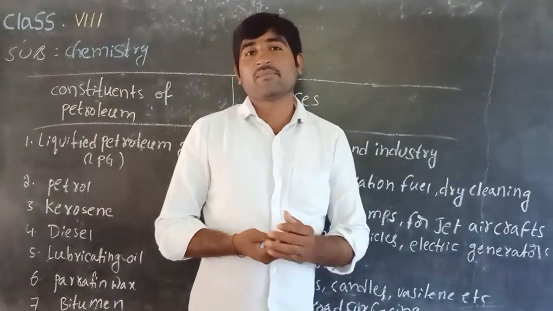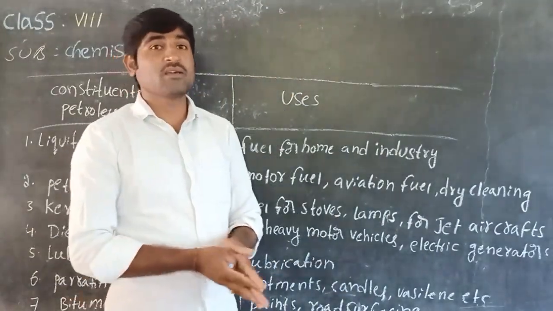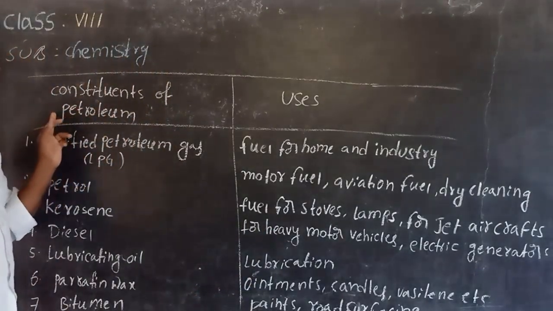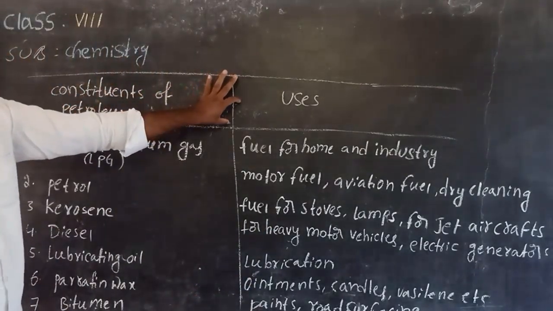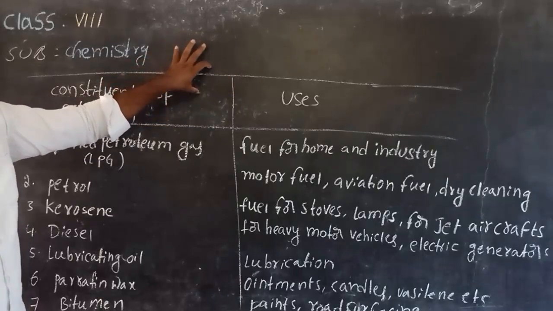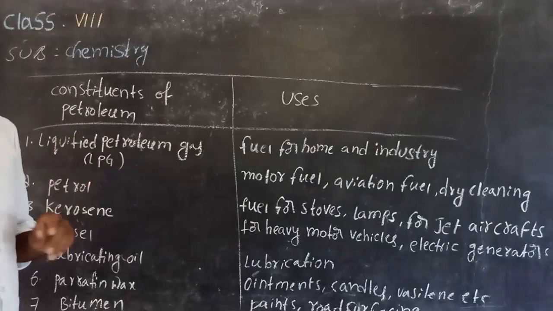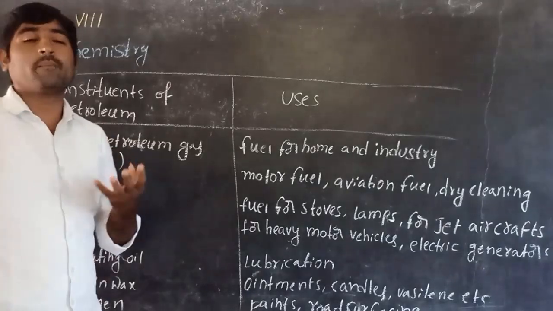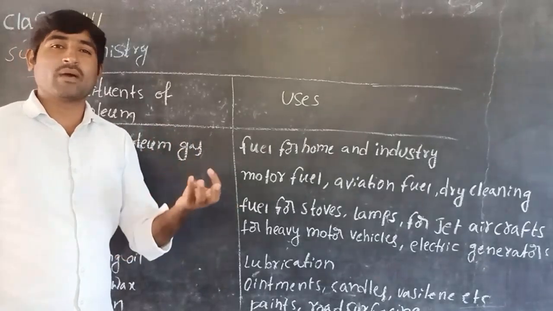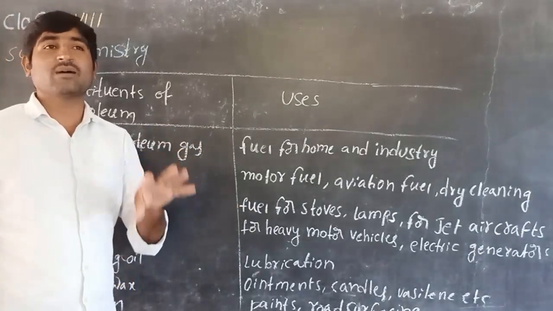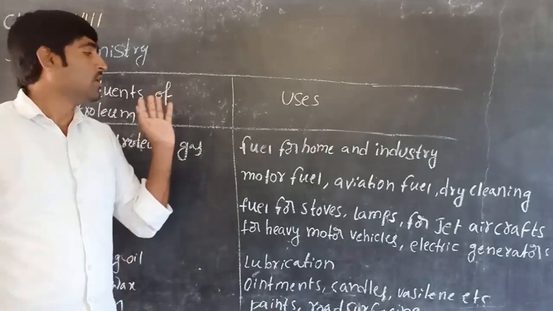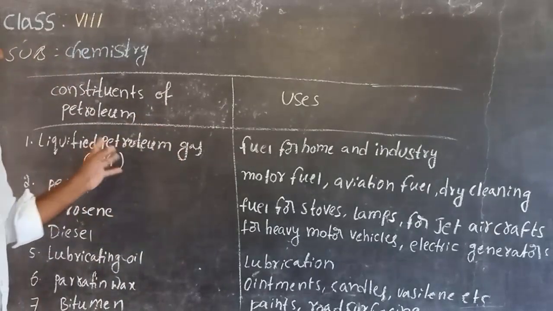Good morning, children. Today we have one more important topic, that is various constituents of petroleum and their uses. Already I told in last class, petroleum is a raw material which contains various constituents, various components present in it. They are petrol, diesel, kerosene, lubricating oil, paraffin gas. These are the constituents present in the petroleum. Now we are going to discuss the various constituents of petroleum and their uses.